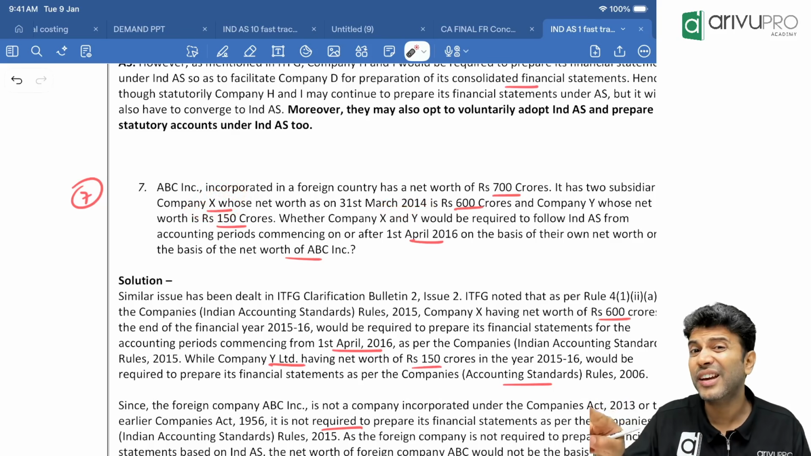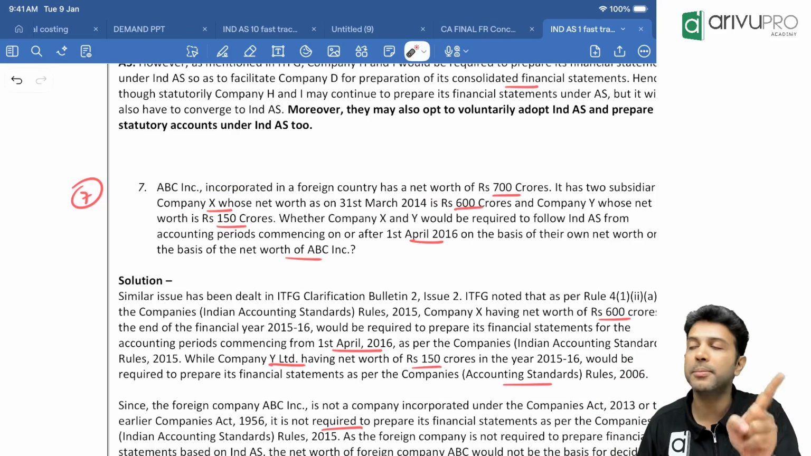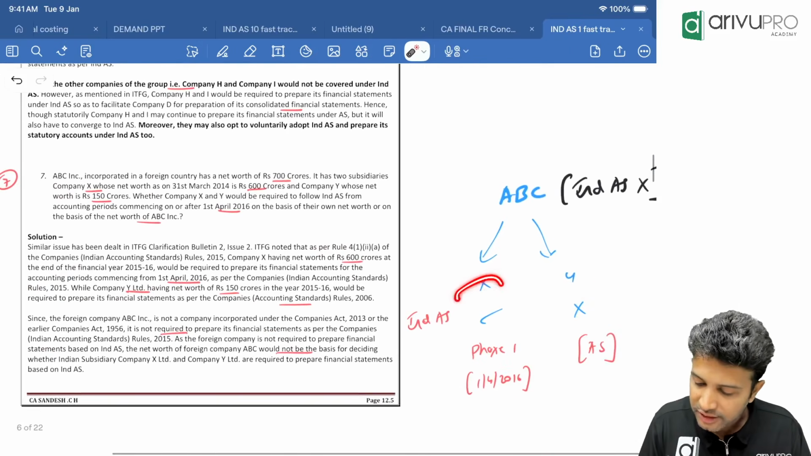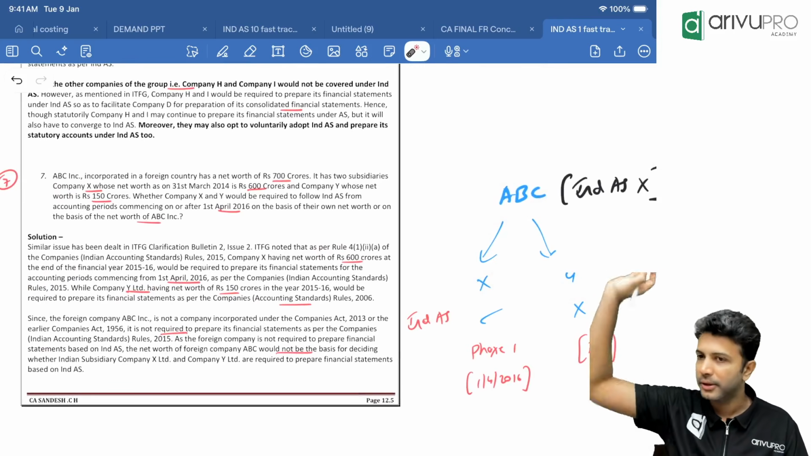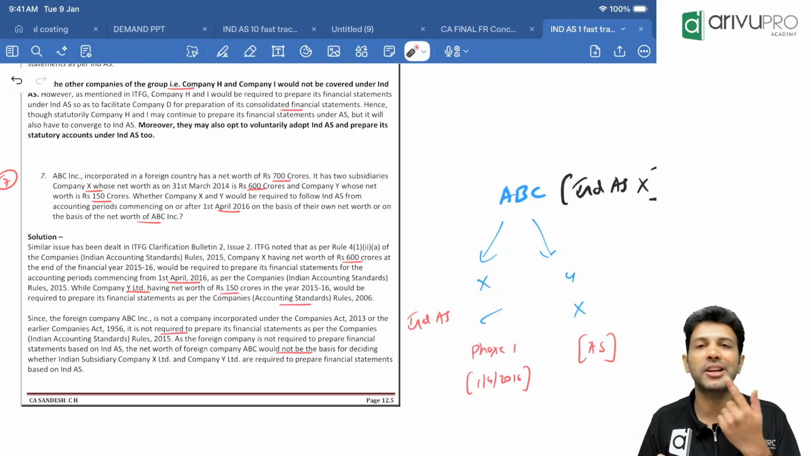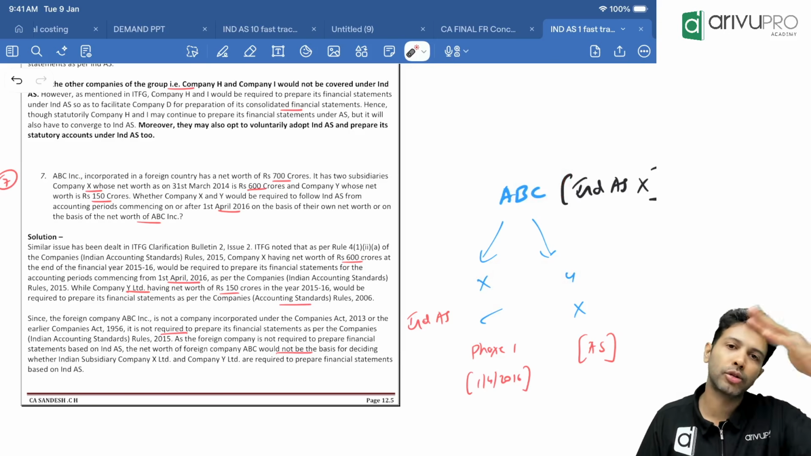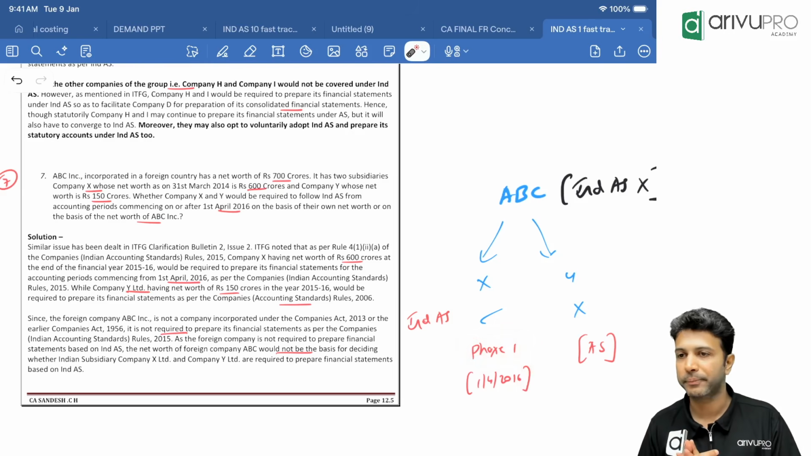A phase 1 company, for which Ind AS is applicable from 1st April 2016. So X has to comply. X is an Indian company. X and Y are Indian registered companies. Only ABC, the parent, is a foreign company. A foreign company has two Indian subsidiaries. Since Indian subsidiary X's net worth as on 31st March 2014 is 500 crores or more, they come under phase 1 and on 1st April 2016 they need to apply.